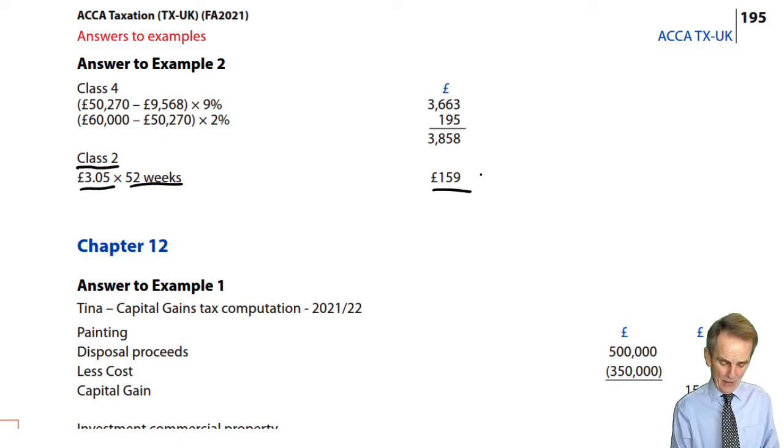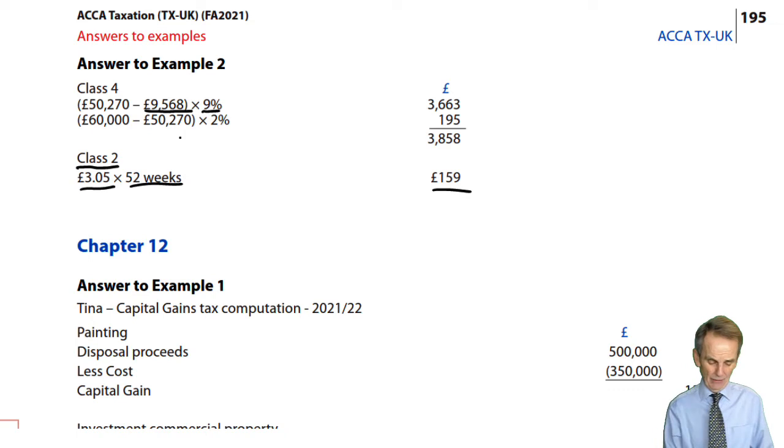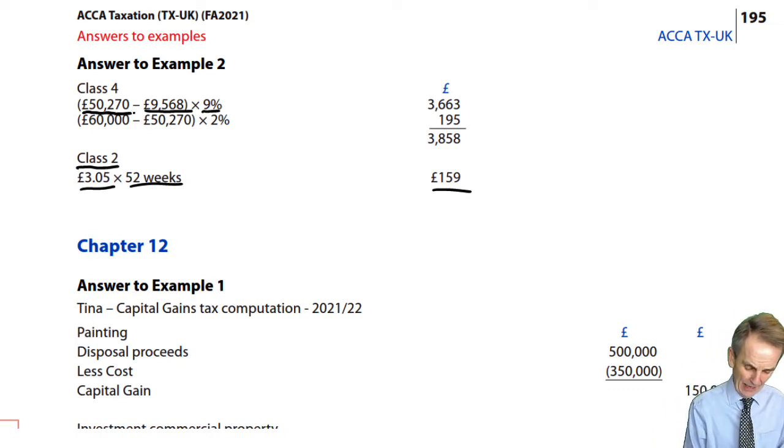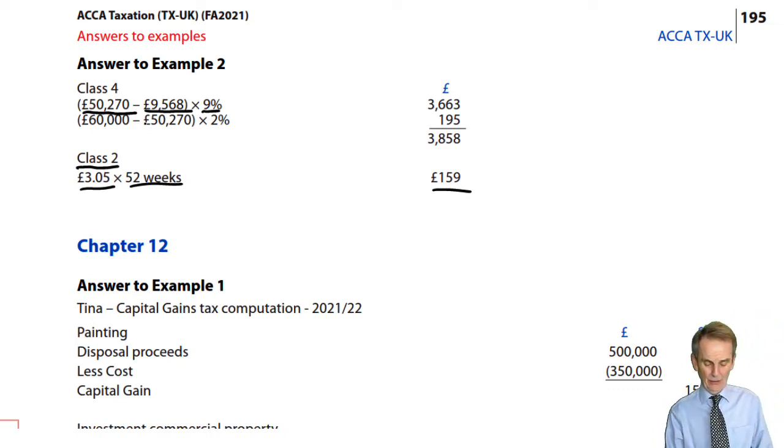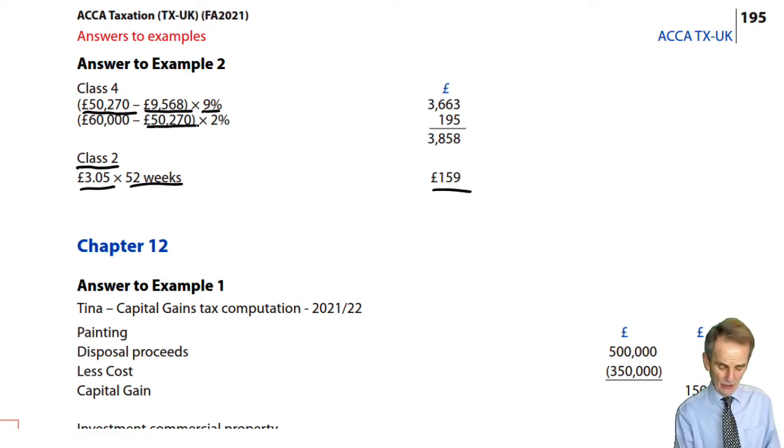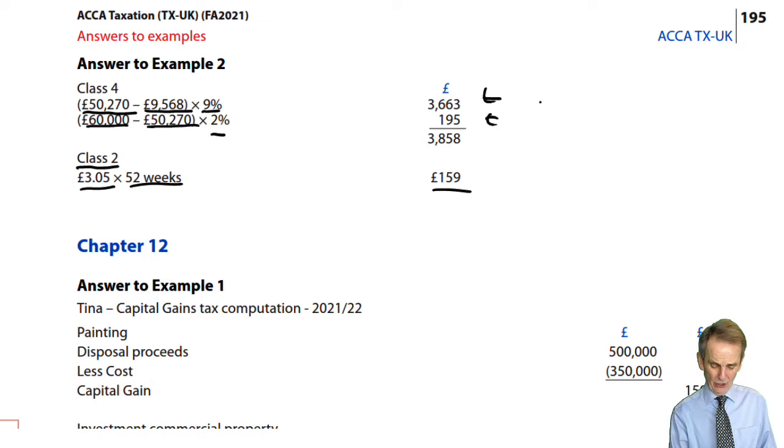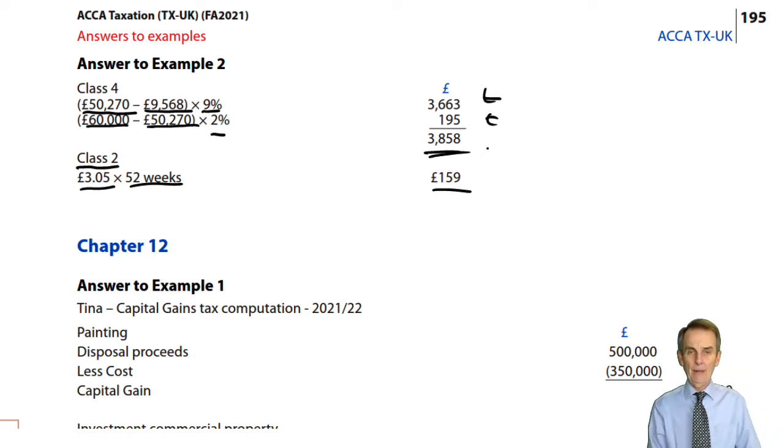We'll be looking at only payable at 9% on the difference between that threshold of 9,568 and up to that limit of 50,270, as we said, at 9%. Above the 50,270, up to whatever that trading income assessment was, that's at 2%. Hopefully those calculations are correct. Put them together, and all being well, we get £3,858.